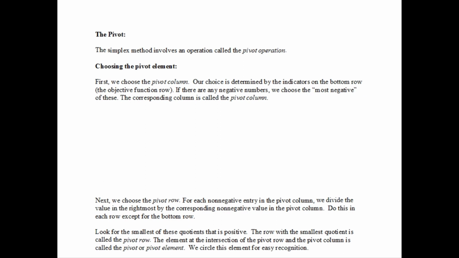Now we are going to learn about something called the pivot. To perform a pivot, the first thing we need to do is to choose the pivot column. First, I will rewrite my matrix.